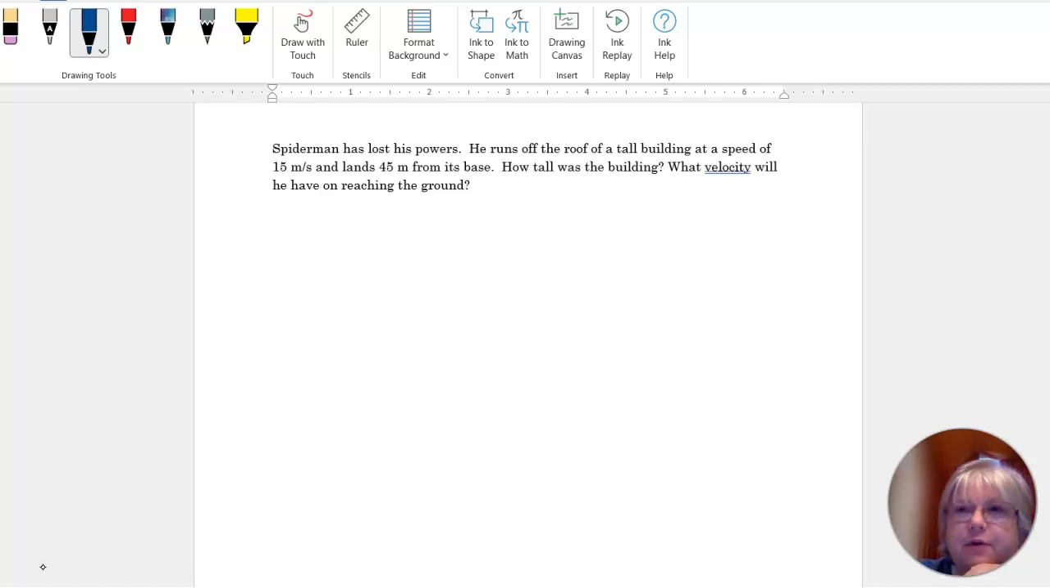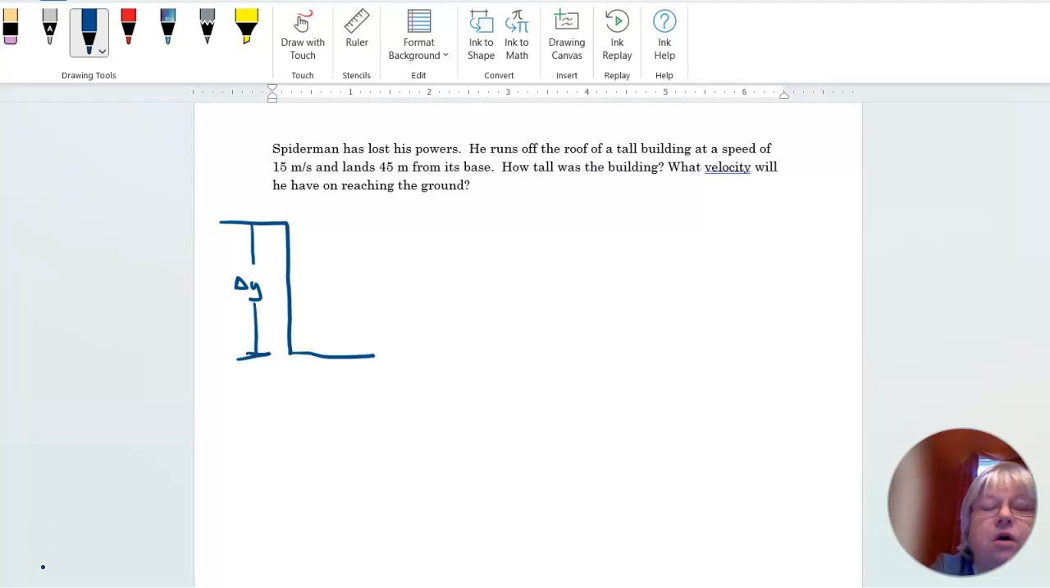So when we encounter a problem like this, the first thing I want you to do is to draw a picture. And when I mean a problem like this, I mean a problem where we have motion in two directions. So let's see. I'm going to draw what's going on. Here I have my building, and we don't know how tall that building is. So I'm just going to call it delta Y.